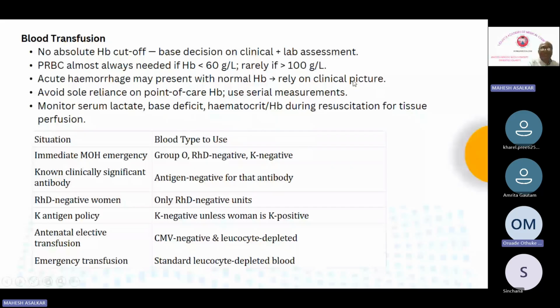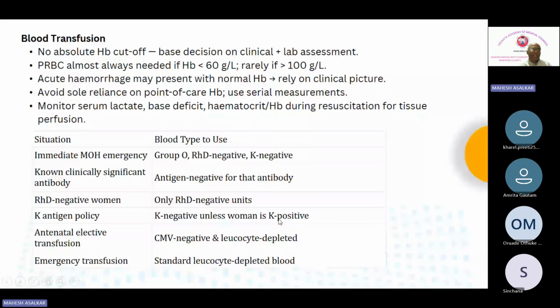So in immediate situations, what type of blood will you ask for? In an immediate major obstetric emergency, you need to have O negative and K negative. If the patient is known to have a clinically significant antibody, then you will give blood which is negative for the antigen corresponding to that antibody which the patient is having. Then Rh negative women, give only Rh negative blood. K negative policy, K negative unless the woman is K positive.